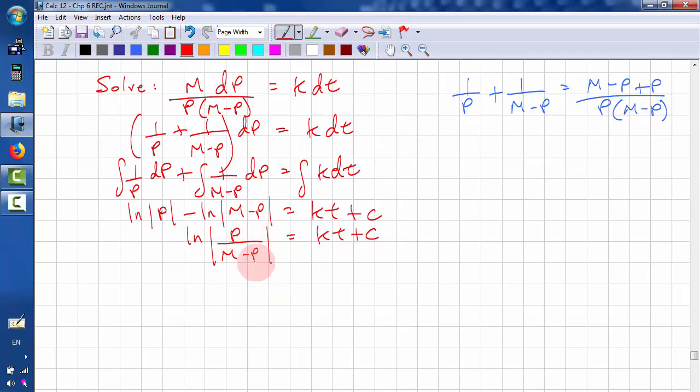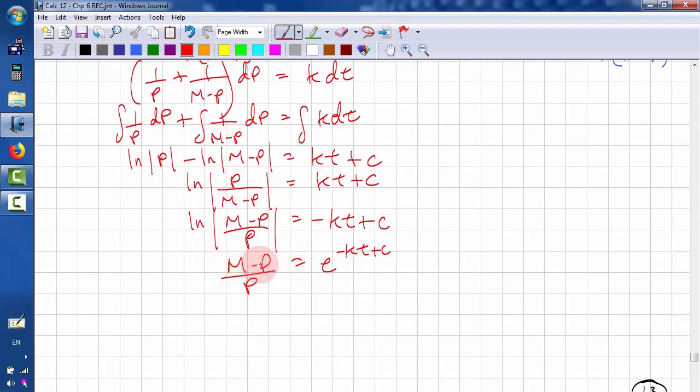And a little trick here to help us move this into the numerator is we want to do this to the power of negative 1. That means we negate this other side. So ln of (M minus P) over P equals minus kt plus C. So we could do a minus C, a plus C, it doesn't really matter. It's going to be a constant in the end. Now we exponentiate both sides with base e because this is a natural logarithm. So (M minus P) over P equals e to the negative kt plus C.